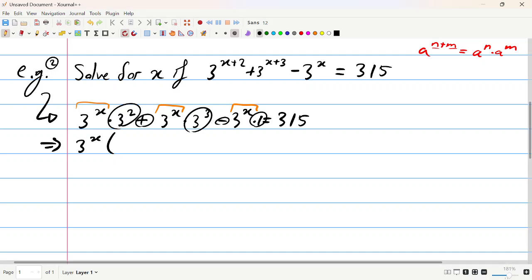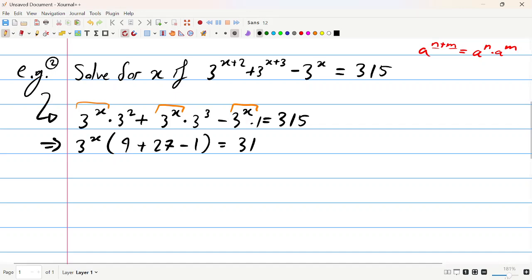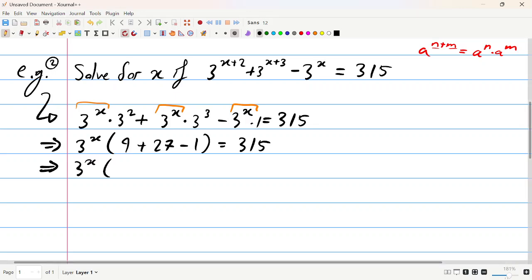So therefore, I'm going to keep the 1 there, and we are going to have 3 squared, which is just 9, plus 3 cubed, which is just 27, and it's just going to be minus 1. And this is equal to 315. And then we have to simplify this. 3 to the power of x into 9 plus 27, which is just going to be equal to 36, minus 1, so that's just going to be 35, equals 315.